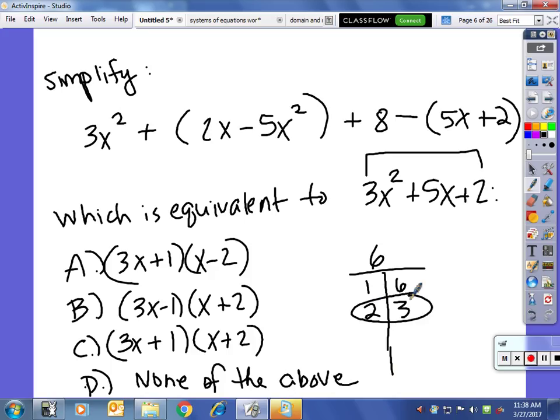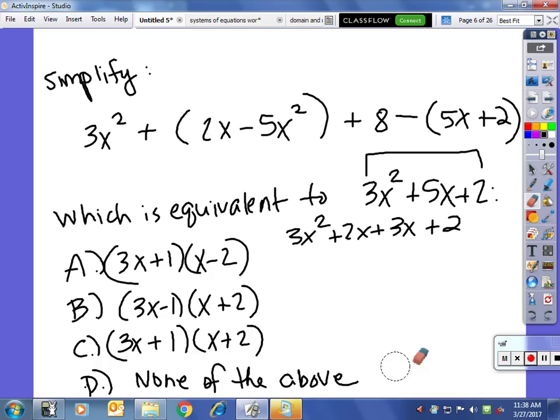2 and 3. Okay, so that would be 3x squared. Now what would the signs be? Plus 2x plus 3x plus 2. Here's the problem. What's the GCF on the first two? X. And you'd be left with 3x plus 2. What do I take out of this?